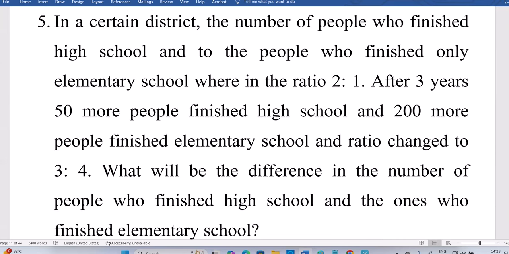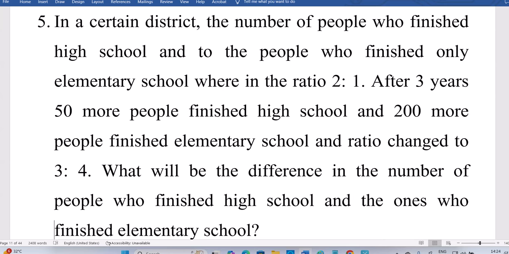Now see this. In a certain district, the ratio of the number of people who finished high school to the people who finished only elementary school is 2 is to 1. After 3 years, 50 more people finished high school, 200 more finished elementary school. The ratio is changed to 3 is to 4. Then what will be the difference in the number of people who finished high school and the ones who finished elementary school? We don't need to say the given 2 is to 1 like that. We have to calculate what those values are. Then we can find the difference.